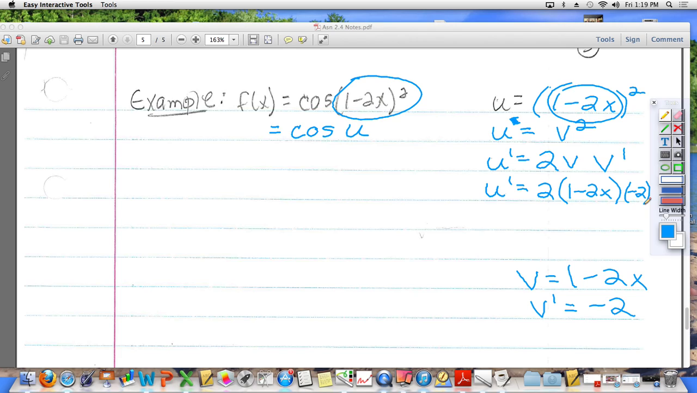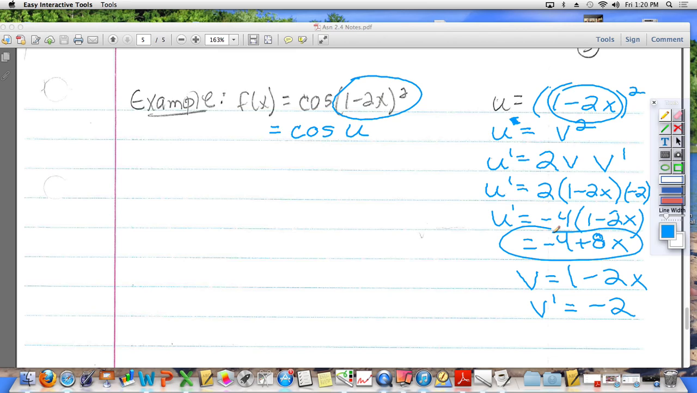And now, I am going to clean this up a little bit. 2 times negative 2 is negative 4 times 1 minus 2x. You could go farther than that. Well, you could distribute. Just be like negative 4 plus 8x. Yeah, in fact, let's do that. Negative 4 plus 8x. So the derivative of u is negative 4 plus 8x. This is what we're going to need to use when we go back to our cosine of u.